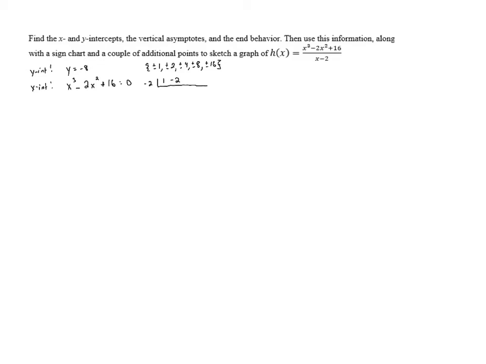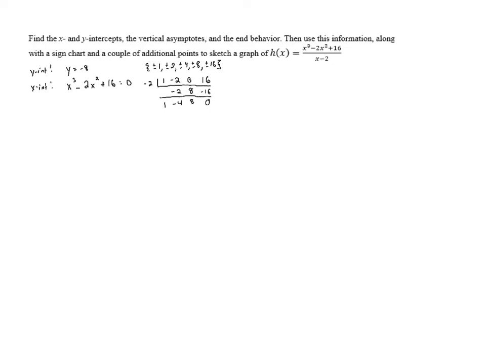So let's show this with synthetic division. We've got 1, negative 2, 0, and 16. So we bring down the 1. 1 times negative 2 is negative 2. We add to get negative 4. Negative 4 times negative 2 is positive 8. We add 0. We multiply by negative 2. And we end up with 0 in the end.